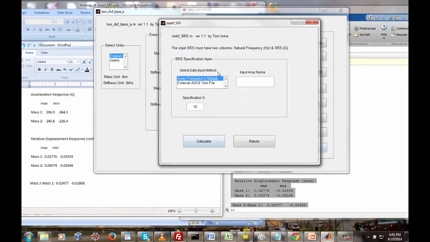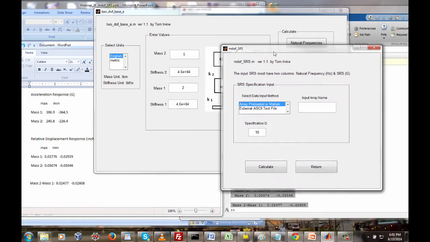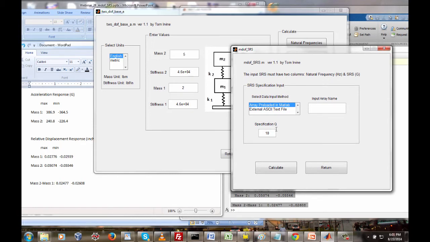Now, to make this SRS Peak Approximation work, it's really helpful that both modes have the same Q value, and that Q value is the same as the spec's Q value. And we really need to have all that correlation in place in order to make this approximation work out well.